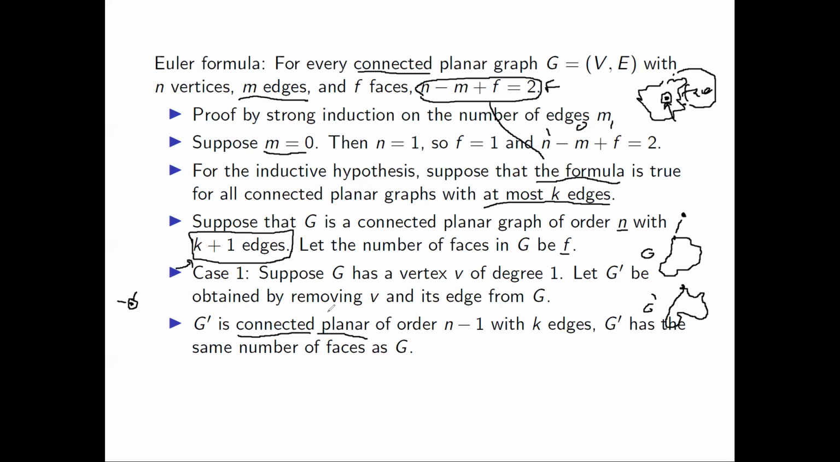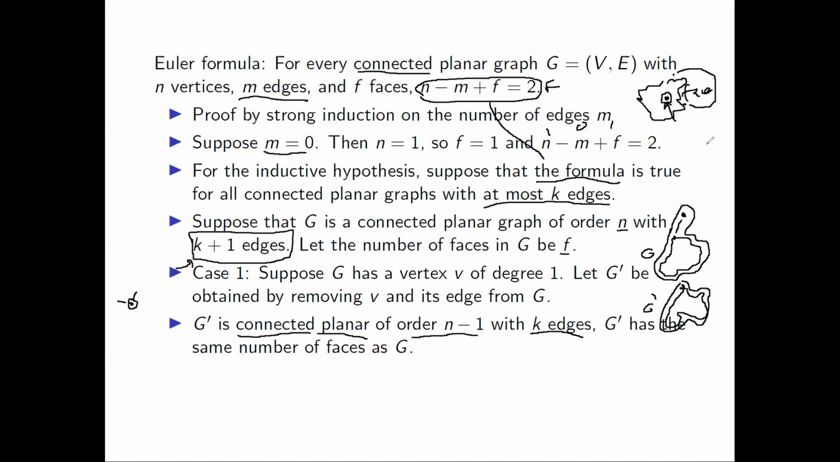Now we removed a vertex from G to get G prime. G had n vertices, so G prime has order n minus 1. We also removed an edge from G to get G prime. G had k plus 1 edges, so G prime has k edges. And we see that when we remove a vertex of degree 1, like we did here, we don't change the number of faces. Here's the outer face as I've drawn it, and here's the outer face as I've drawn this. The boundary looks different, but the number of faces stayed the same.